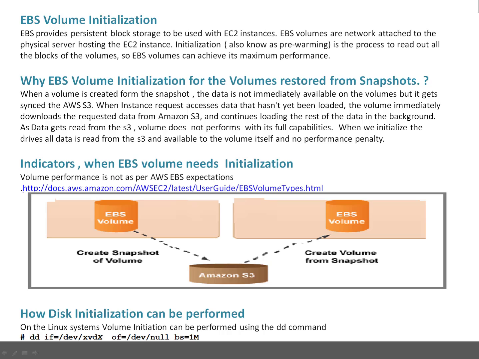Next thing, how disk initialization can be performed. If you're running Linux, that's very easy. Use the dd command. In dd, you have to run dd if, meaning input file, is equal to /dev/ your disk, xvdb, xvdc, whatever your device name. Output file, of, is equal to /dev/null. bs, meaning block size, is equal to 1 MB. So we are reading with blocks of 1 MB. This is not going to destroy your data because we are just reading, we are not writing anything to the drive. So that's a safe activity.